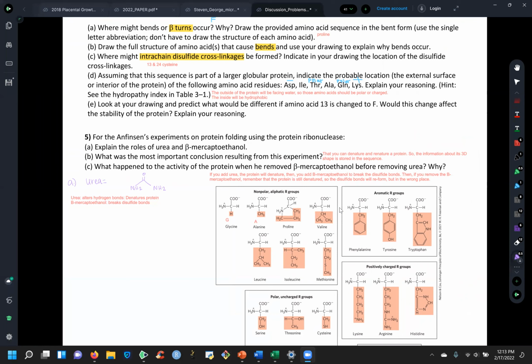Oh, sorry. Okay, I skipped something. So when you add urea, you have your three-dimensional protein, it unfolds it, and then this is where Anfinsen is really cool. He said, okay, I'm going to remove the urea and see what happens. What do you think happened? What everyone said would not happen. The protein went back to its three-dimensional shape.